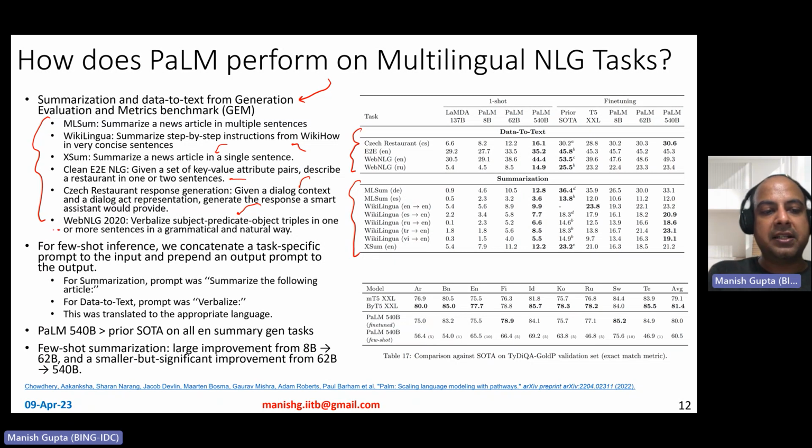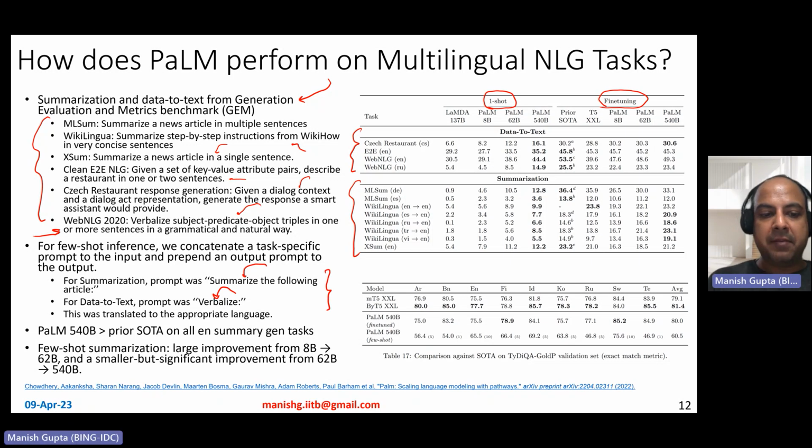This verbalize task is basically where you have fact triples, like subject, predicate, object triples, and you want to write 1 or more sentences in a grammatical and natural way. On each of them, one-shot results and fine-tuning results are shown. For few-shot results, summarization is done by using the prompt, summarize the following article, and data-to-text is done by using the prompt, verbalize. And then this was, of course, translated to the appropriate language if the input language is different.